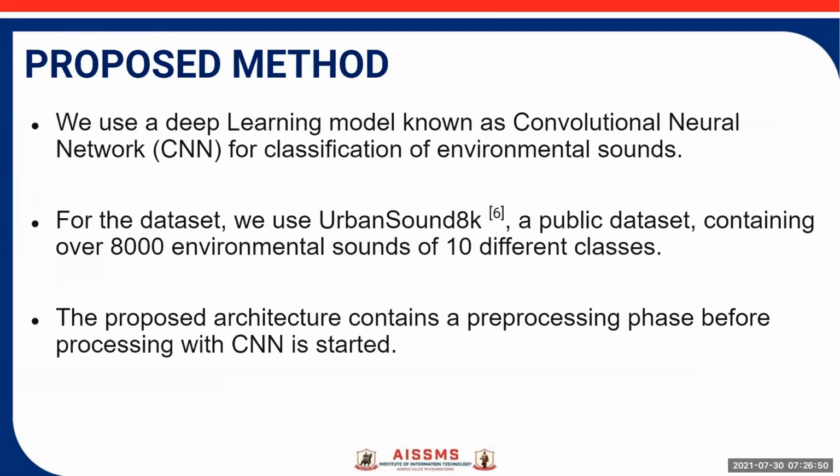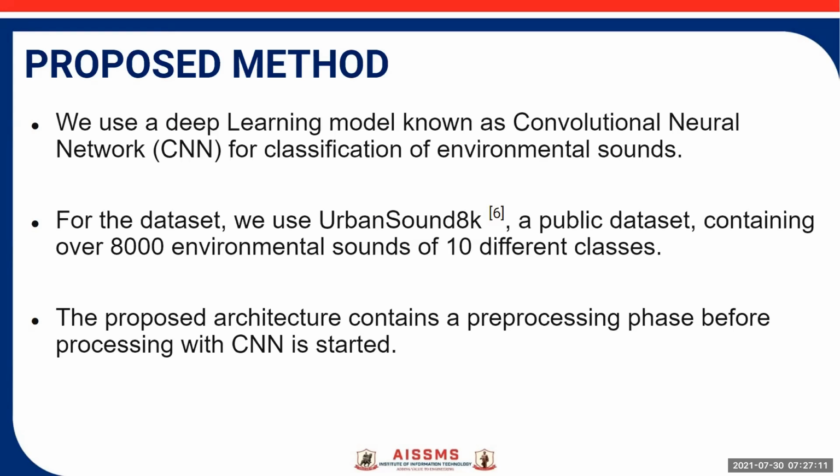First, we use a deep learning model known as a convolutional neural network for our classification. For our data set, we use an openly available data set known as Urban Sound 8K. It is a public data set containing over 8,000 environmental sounds of 10 different classes. So there are 8,000 sounds of 10 different sources.